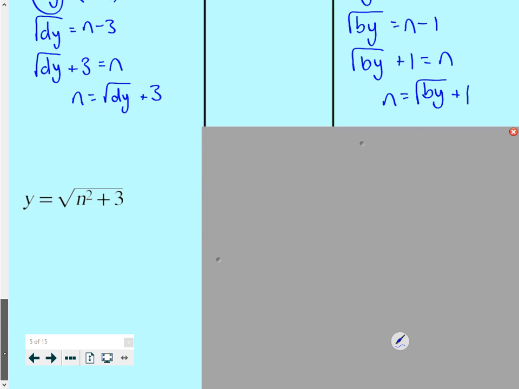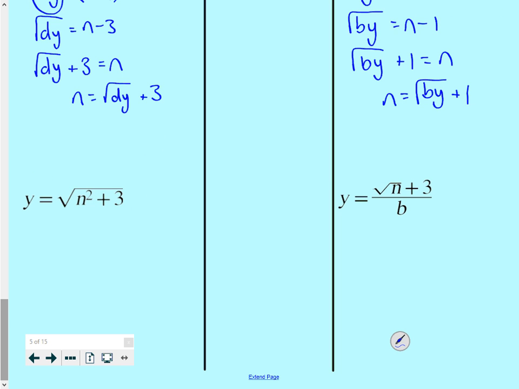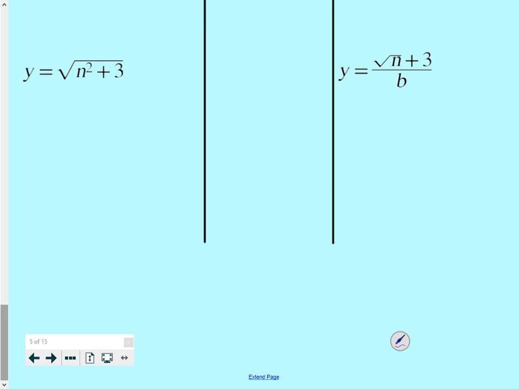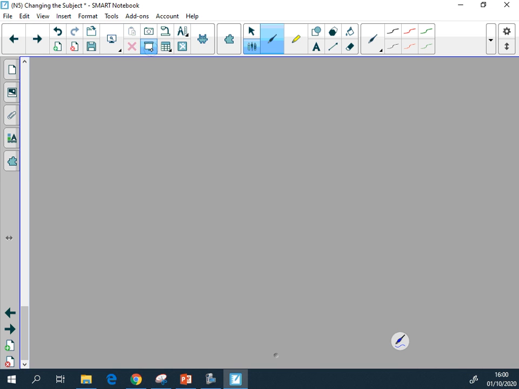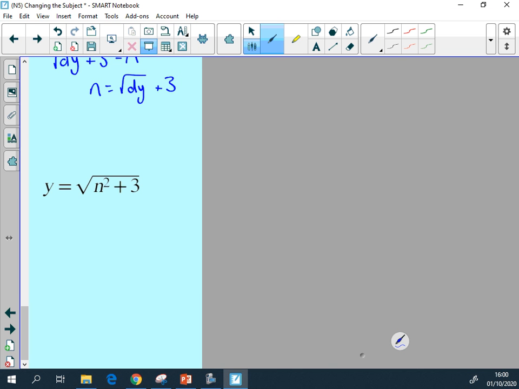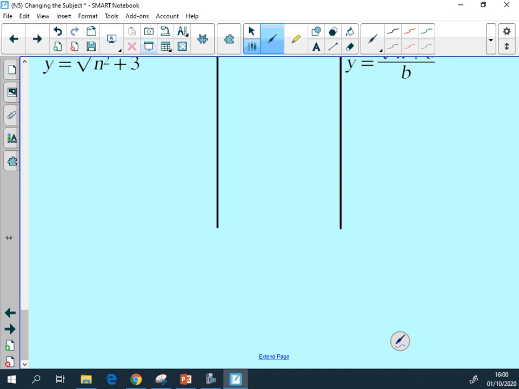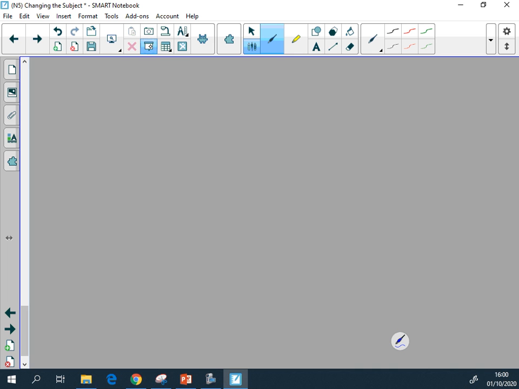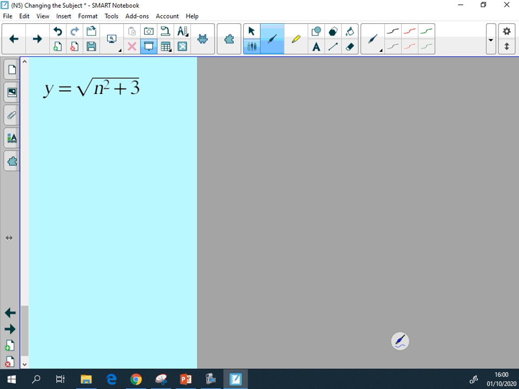Now I might need to, yes, I'm going to give myself some extra room. Now, last one that we're going to try, and let me give myself some more space. So this time, if I subbed in, I would be squaring it, then I would be adding 3, and then I'm square rooting all of that.